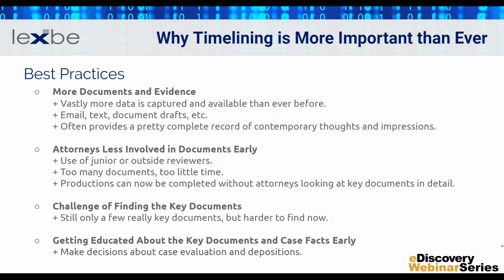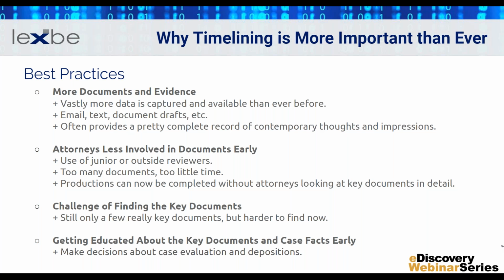Because of that, those senior attorneys aren't doing as much of a detailed review of the key documents as they have in the past. This gives them a diminished appreciation of the documents and the data, so they need something else to rely on, and the timeline is really going to tie in the story of facts and the supporting evidence for them. So that's one, and that's another reason that I think timelining is really critical in e-discovery cases.